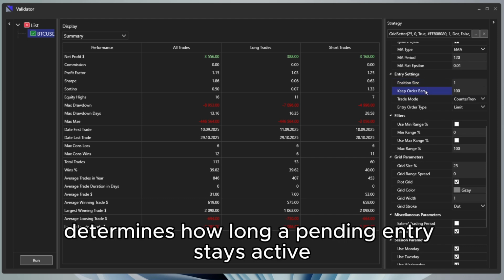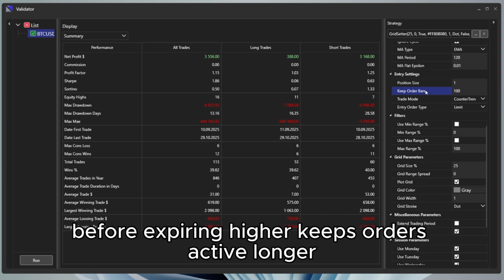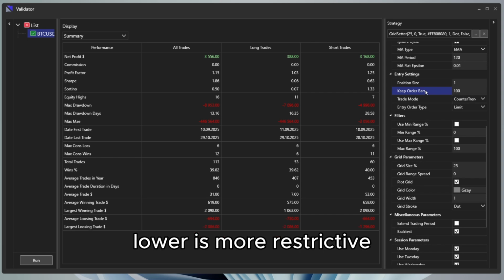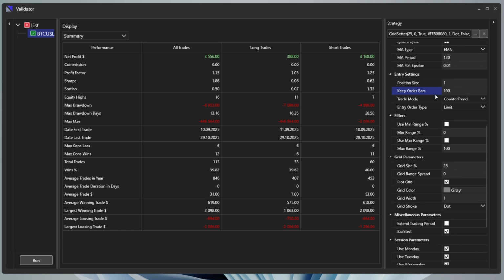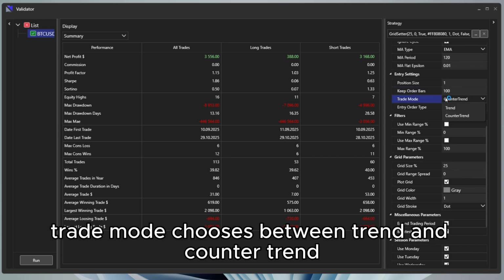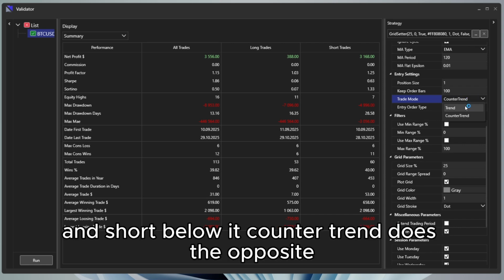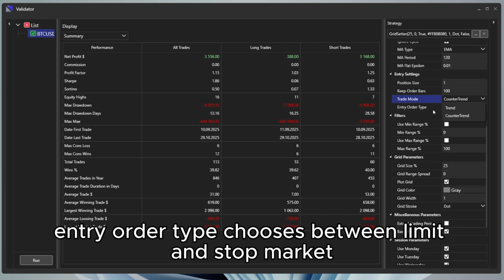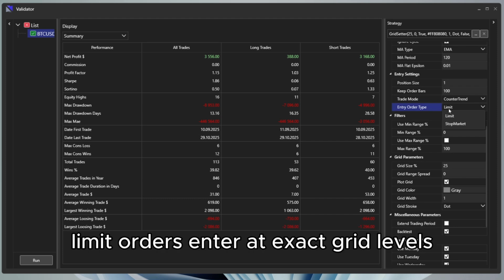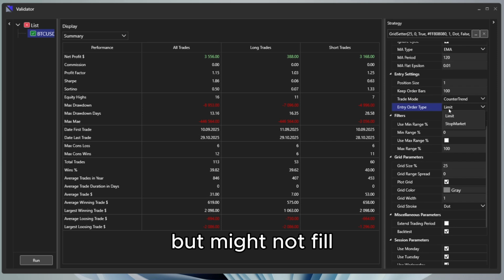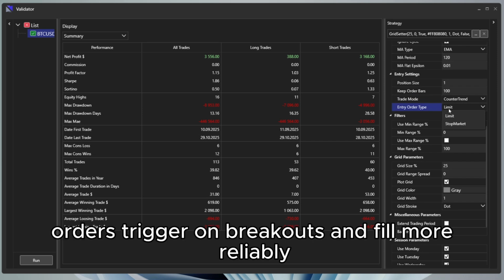Keep order bars determines how long a pending entry stays active before expiring. Higher keeps orders active longer. Lower is more restrictive. Trade mode chooses between trend and counter trend. Trend enters long above the moving average and short below it. Counter trend does the opposite. Entry order type chooses between limit and stop market. Limit orders enter at exact grid levels but might not fill. Stop market orders trigger on breakouts and fill more reliably.